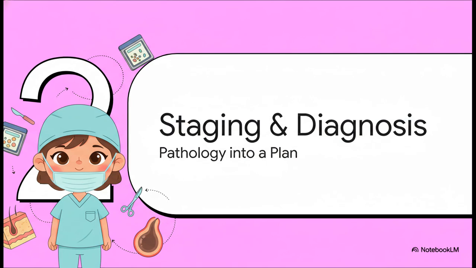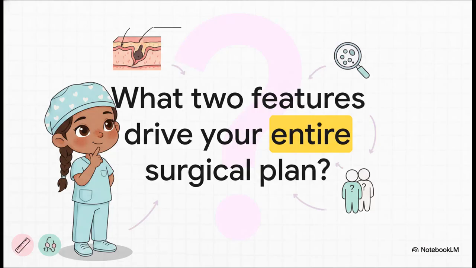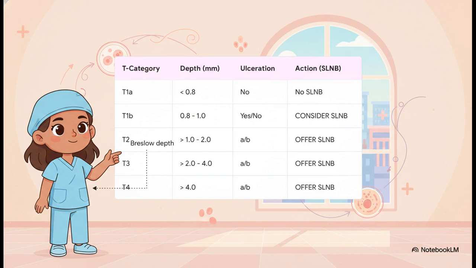All right, so we've got the biology down. Let's move on. We're now at the absolute core of our algorithm: staging and diagnosis. This is where we take that piece of paper from the pathologist and turn it into a concrete surgical plan. So let me ask you directly, when you get that pathology report back, what are the two features, the two words that are going to dictate literally everything you do next? The whole plan hinges on these two details. If you said Breslow depth and ulceration, you're spot on.